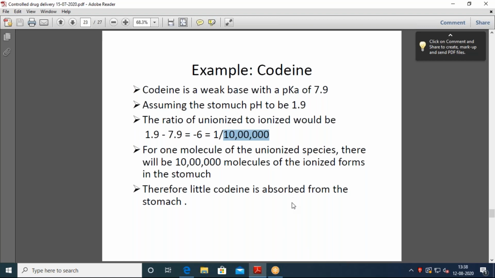Is it clear? This is the reason why little codeine is absorbed from the stomach, and more codeine will be absorbed from the small intestine. So this is an example where a basic drug is absorbed from the intestine. This calculation is just to show how the interplay between pH and pKa determines the extent of ionization. Shall we proceed further?